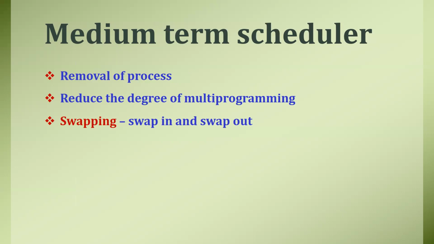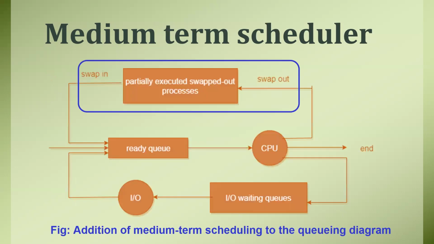Swapping may be necessary to improve the process mix, or because a change in memory requirements has overcommitted available memory, requiring memory to be freed up.